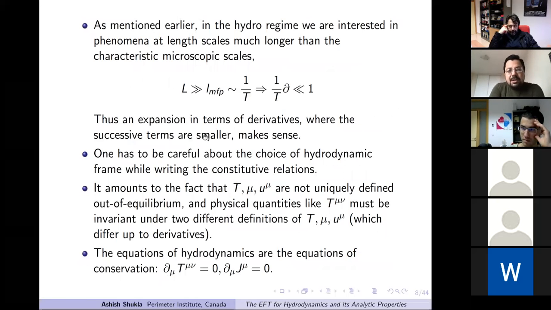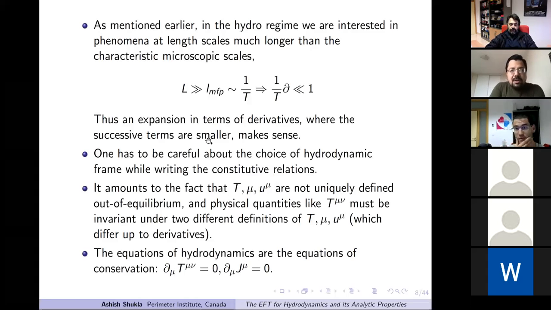Let me give a heuristic argument for why this derivative expansion makes sense. As I said, we'll be interested in probing the system at length scales capital L, which are much larger than, say, the mean free path of the system, any microscopic scale associated with the system. Now, the mean free path or these microscopic length scales are inversely proportional to the temperature T. If I take the inverse of this, 1 by L, then it is essentially the derivative, the distance over which we are probing the system. So using this, I can say that the derivative in units of temperature is much, much less than 1. Since this quantity is much, much less than 1, it makes sense to have an expansion in the number of derivatives, where the successive terms in the expansion become smaller and smaller.